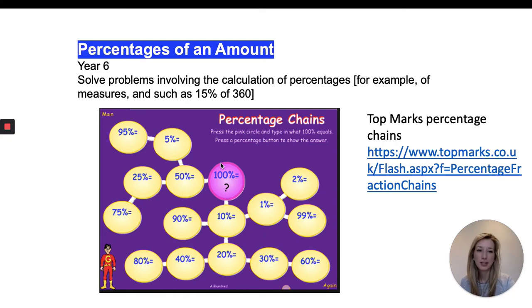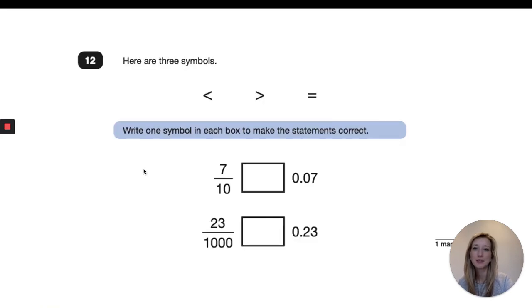Always think about relating it back to the visuals and the concrete to really help support children in their understanding of those concepts. Okay, let's move on to SATS questions now. So these are sort of the typical questions that you would get at the end of Year 6 in relation to decimals and percentages. So here's one.